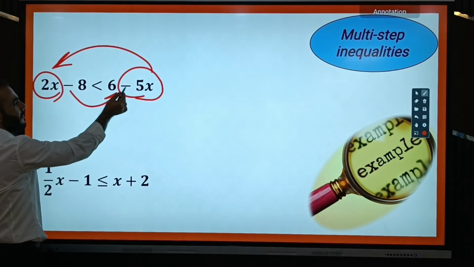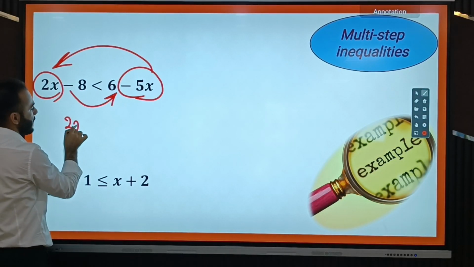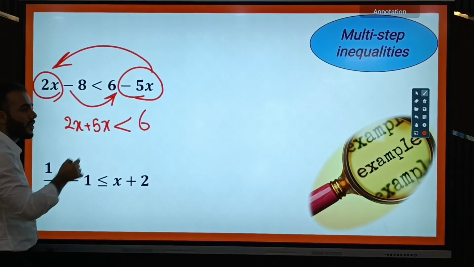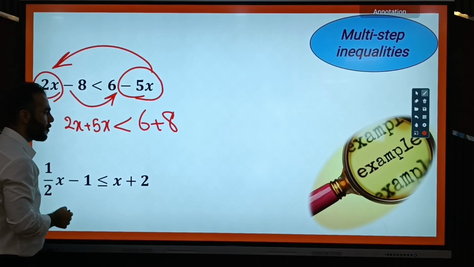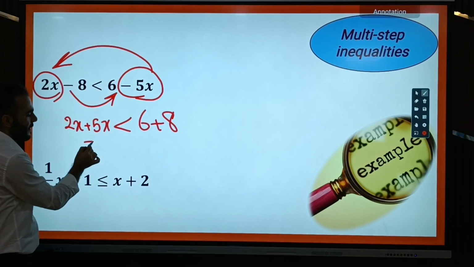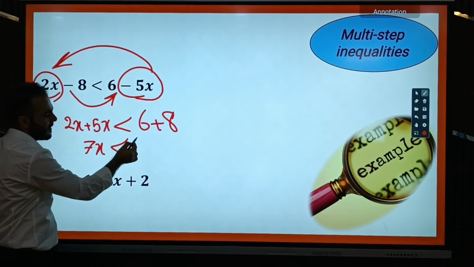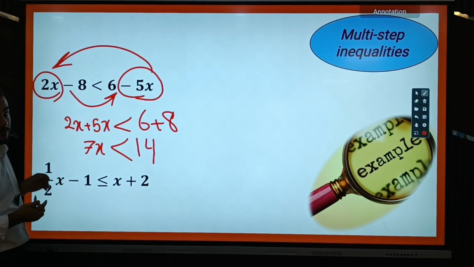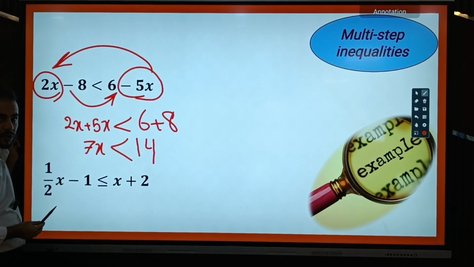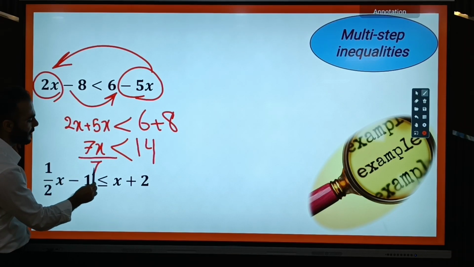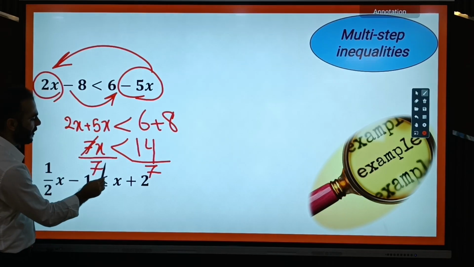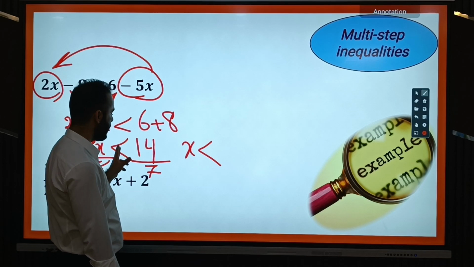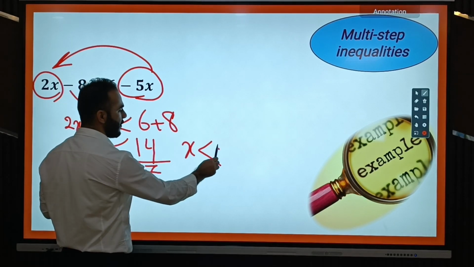In that case, negative 5x will become positive 5x, so 2x plus 5x less than 6. Negative 8 is going to come here and will become positive 8. So what we are going to get is 2x plus 5x, 7x, less than 6 plus 8, 14. And is this the final answer? Absolutely not. We have to isolate x, make x alone. So divide both sides by 7. 7 will cancel 7. x less than, and we divided by a positive number, so don't change the direction of the inequality. 14 divided by 7 is 2.